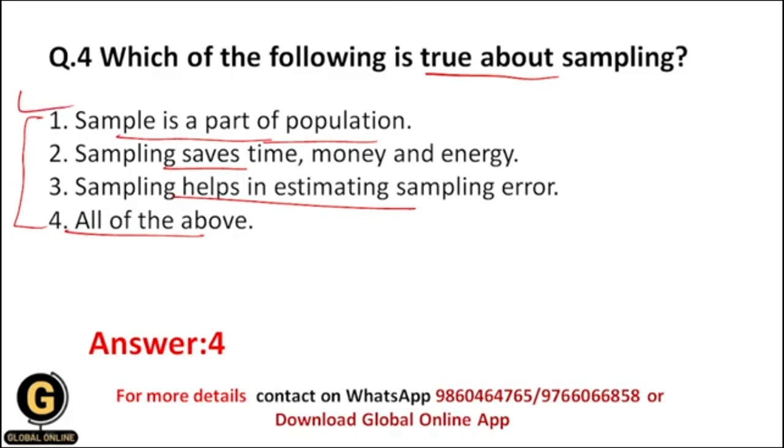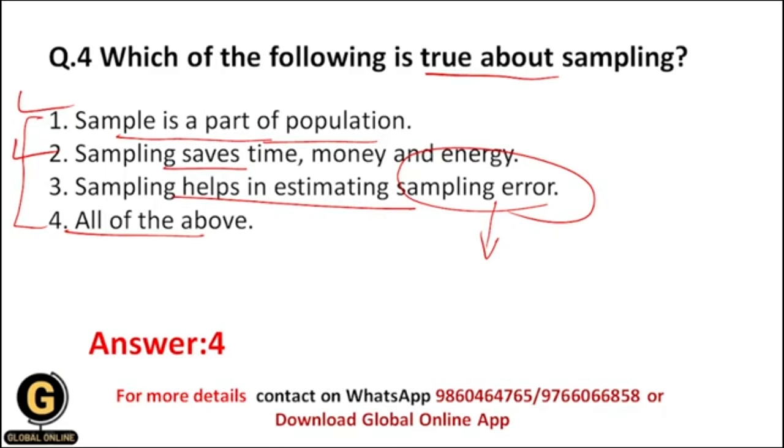Again, as I have told you earlier in this video, because of sampling, a researcher can save a lot of time, as well as money and energy. That's why this statement is also true about sampling. And sampling helps in estimating sampling error. Basically, sampling error is caused by a mistakenly chosen wrong sample size, and as well whenever we use wrong sampling methods, sampling error occurs. We are going to see this in detail in the next part of this video, so don't worry.